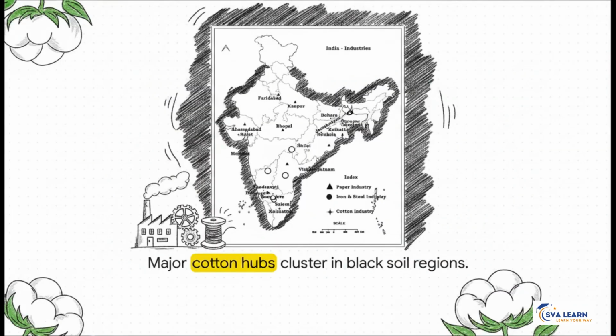When you think about cotton hubs, they cluster heavily in black soil regions like Maharashtra and Gujarat. And this isn't just random luck. Remember our cheat code from earlier? Black soil holds moisture perfect for growing cotton. This industry actually has a really long, rich history, dating all the way back to the very first modern cotton textile mill, which was established in Mumbai in 1854.